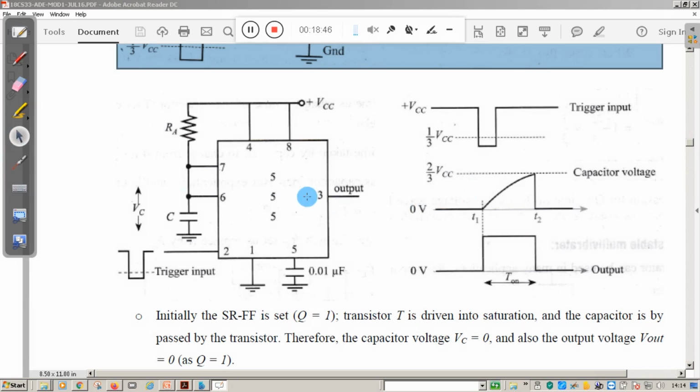Now we need to derive the expression for the monostable multivibrator. Let's see how to derive the expression for the monostable multivibrator.